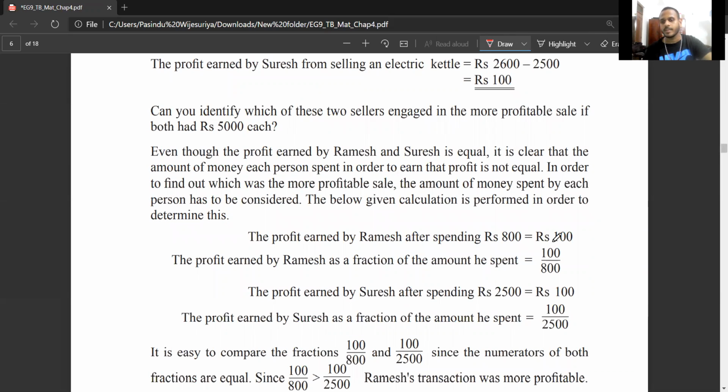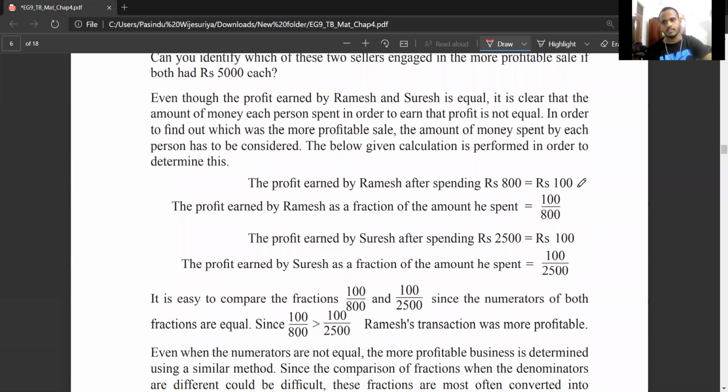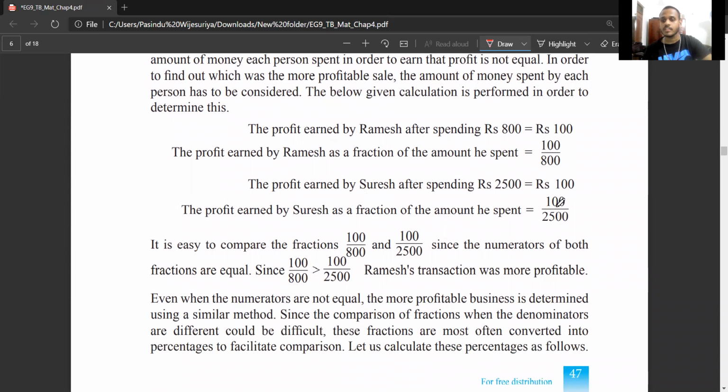The profit earned by Ramesh after spending 800 is 100. As a fraction, it is 100 over 800. He incurred a cost of 800 and the profit you got was 100. The profit earned by Suresh after spending 2,500 is 100. As a fraction, 2,500 was spent to get 100 profit.